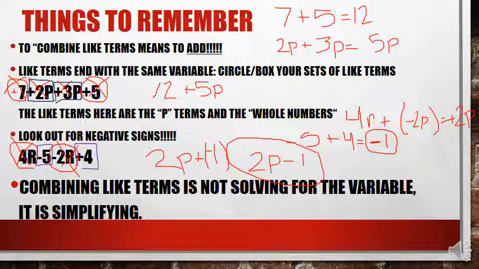Okay, my last tip here is combining like terms is not solving for the variable. It is simplifying. I just want to make sure we understand that when we're solving an equation, you're trying to figure out, like in this case, P equals something or R equals something. With expressions, we're not doing that. We're simplifying it to the simplest form, and that's it. It's done. Okay? Sometimes you might get one term, sometimes you might get 2 or 3. It just depends on what's given to you.